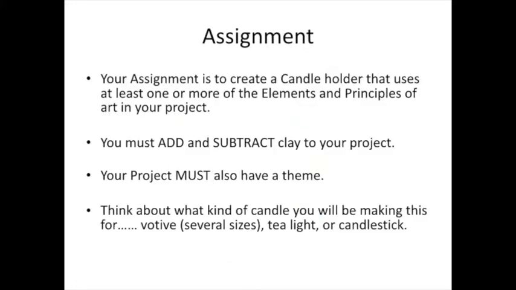Your assignment is to create a candle holder that uses at least one or more of the elements and principles of art in your project. You must add and subtract clay to your project, and your project must have a theme.